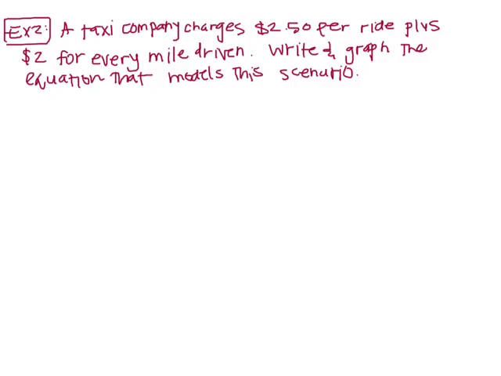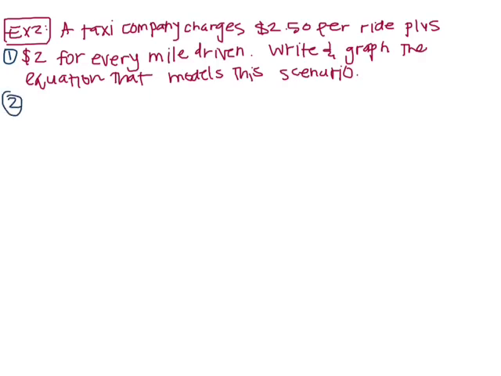All right, our second example is a taxi company charges $2.50 per ride plus $2 for every mile driven. Write and graph the equation that models this scenario. So step number 1 was for me to read the example, or read the question.